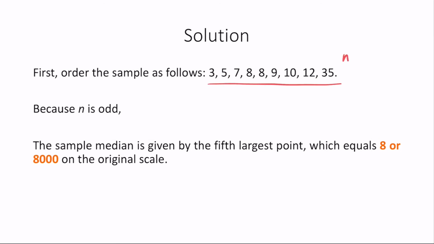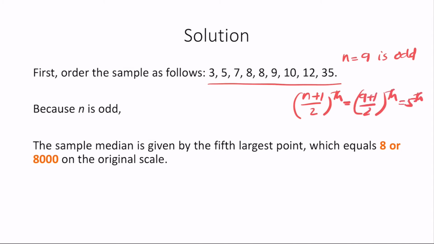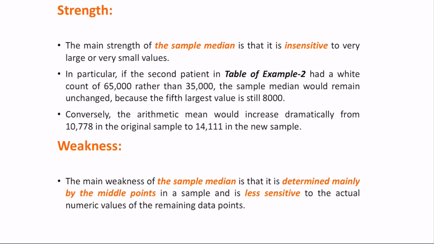Now the total number of observations is 9, which means it is odd. So the value is the (n plus 1) by 2th observation, which is (9 plus 1) by 2, the 5th observation. The 5th observation here is number 8, so the median is 8, or because it's times 1000 you can write 8000. So what is the strength of the median?